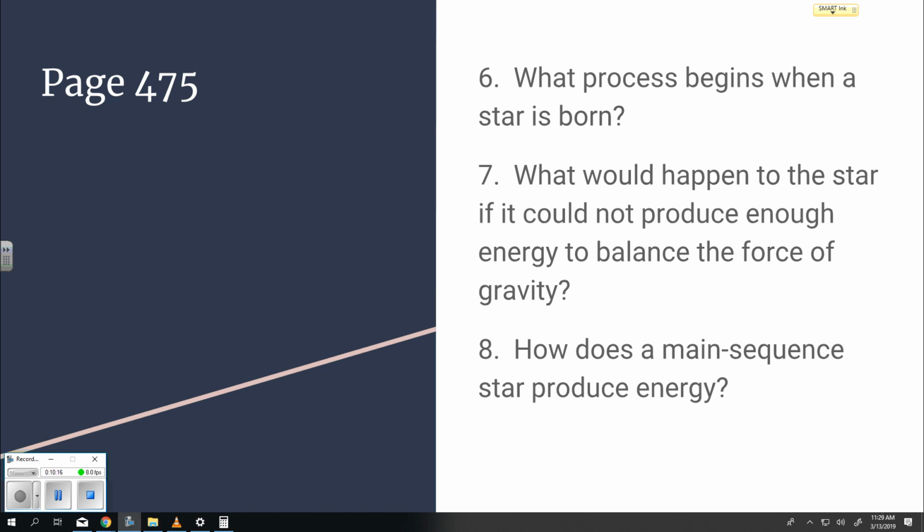Question 7. What would happen to the star if it could not produce enough energy to balance the force of gravity? Answer. It would shrink.